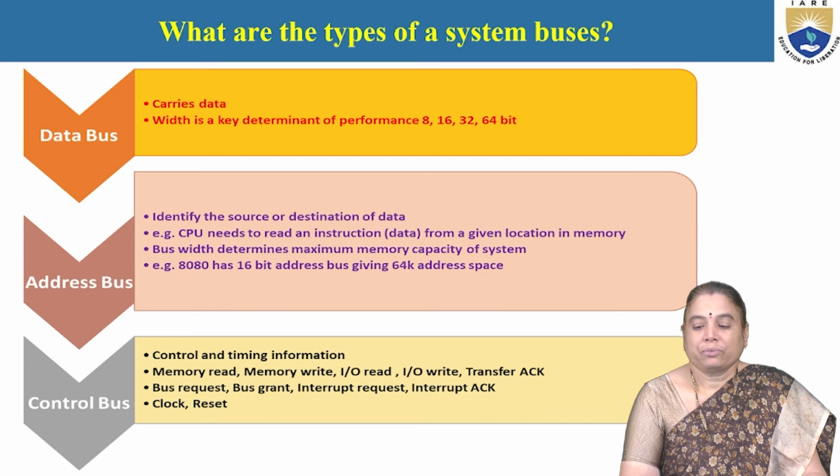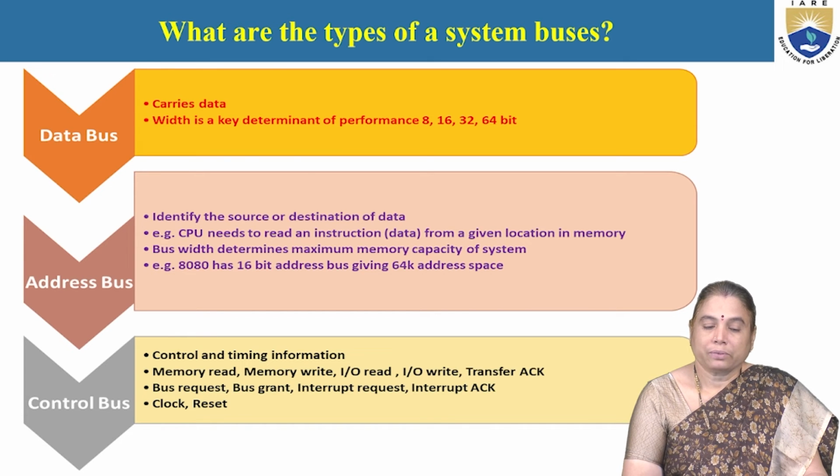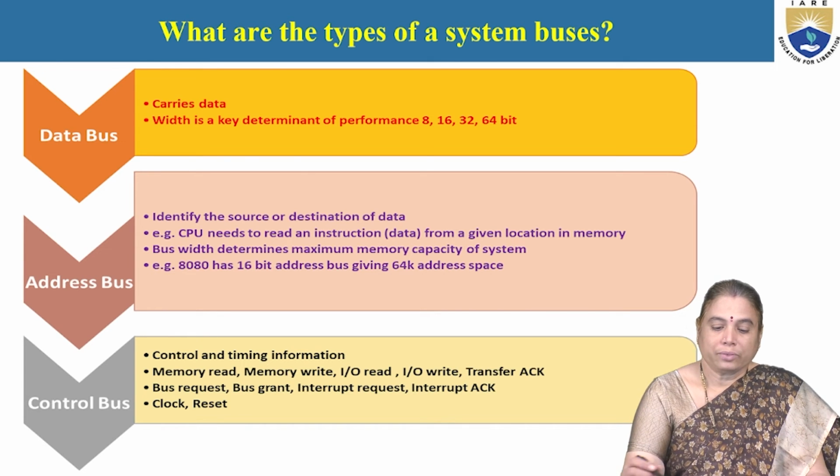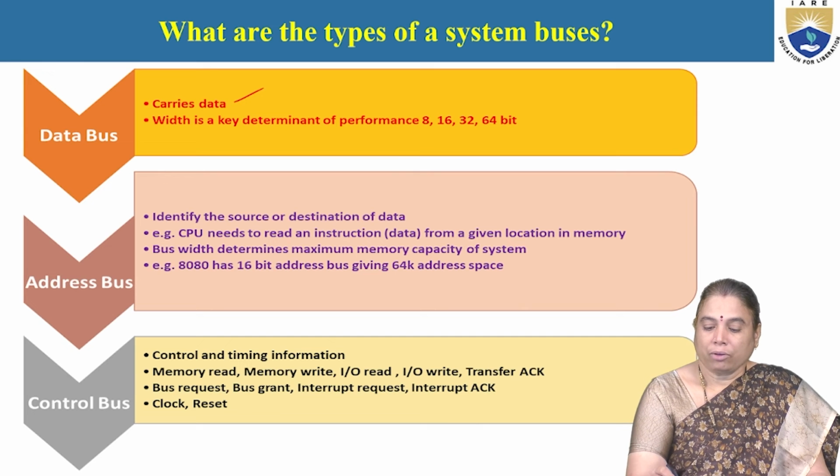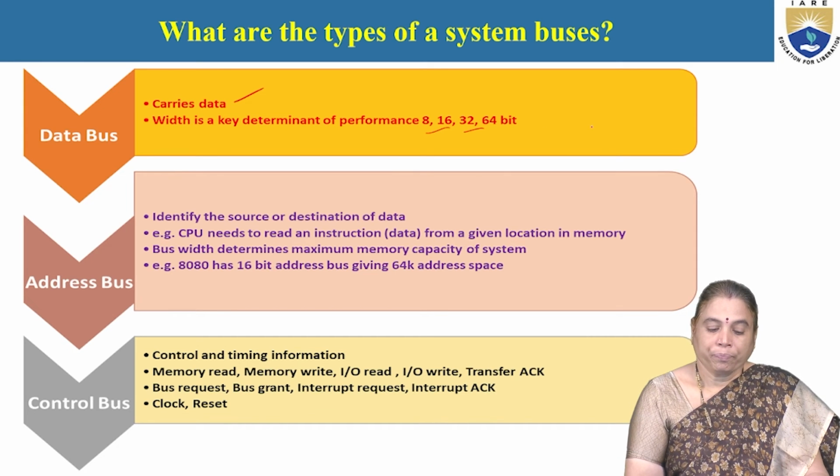What are the types of system buses? So the data bus, address bus, control bus are the three types of the system buses. Data bus carries the data. The width is the key determinant of the performance. Generally, the data bus can be of 8, 16, 32, 64-bit width.